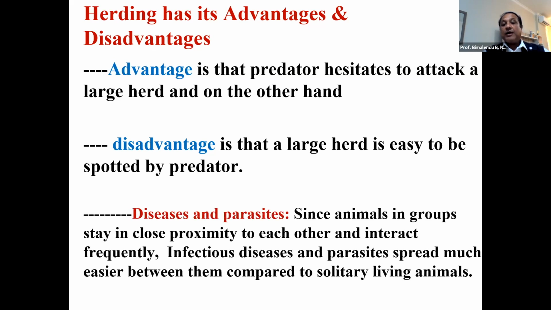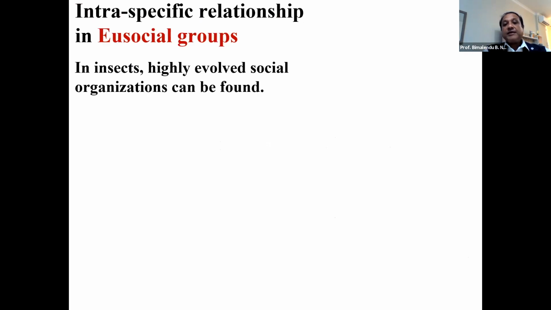And one of the disadvantages is that diseases quickly spread. Since animals in groups stay in close proximity to each other and interact frequently, infectious diseases and parasites spread much more easily in a herd than among other solitary living animals. Interspecific relationship in eusocial groups.